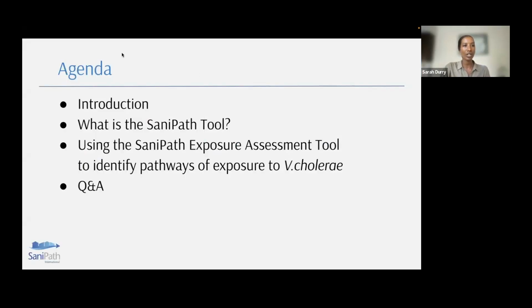Okay, so in our agenda today, we'll discuss the following topics. A quick introduction, and then we'll get into what is the SaniPath tool, and using the SaniPath risk assessment tool to identify pathways of exposure to V. cholerae. And then we'll have a question and answer session.